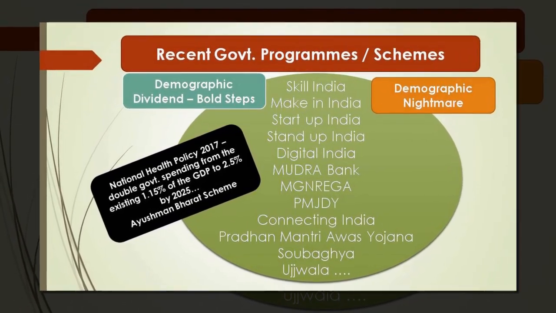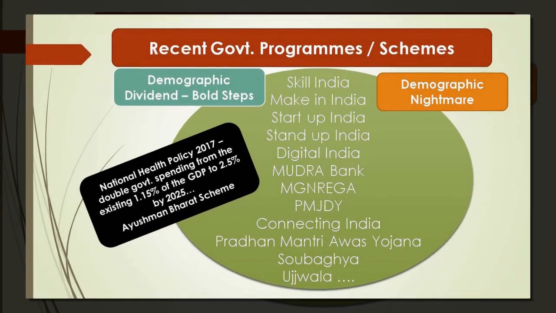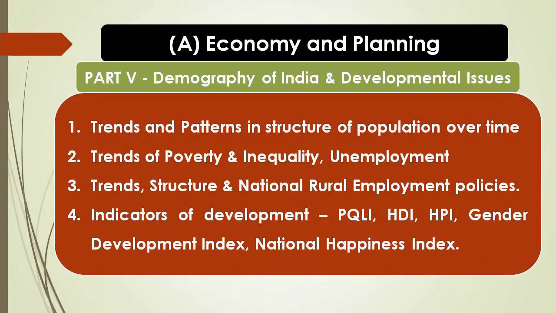Kisan Samman Nidhi. Okay, then fourth one, indicators of development, physical quality of life index, human development index, human poverty index, gender development index, national happiness index. We should collect India's position, India's rank in this report.